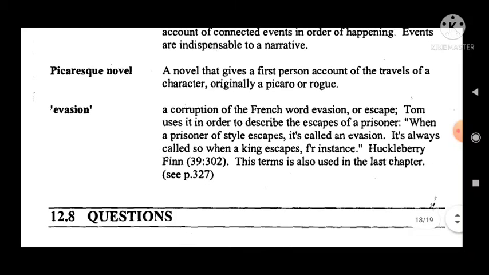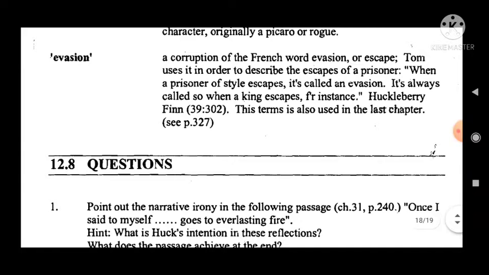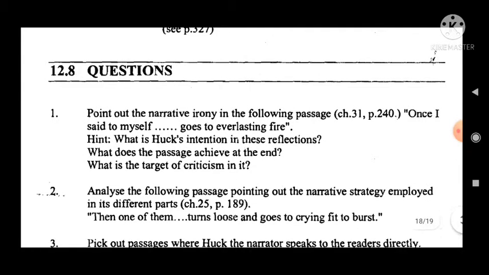Picaresque novel: a novel that gives a first person account of the adventures of a character, originally a picaro or rogue. Evasion, a corruption of the French word évasion or escape. Tom uses it in order to describe the escapes of a prisoner. When a prisoner escapes, it's called an evasion. So when a king escapes, for instance, in Huckleberry Finn, this term is also used in the last chapter. Here is the question.